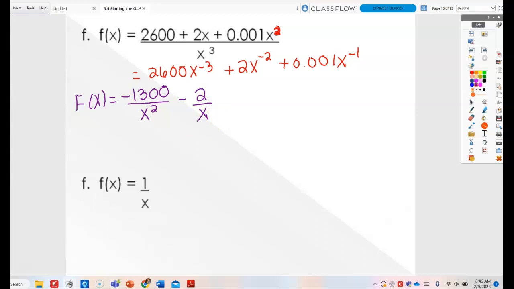And the last one, if you started to do your reverse power rule, you get negative 1 plus 1, which gives you x to the 0. So you need to remember that if you get x to the 0, that's not the power rule, that is a natural log. So you get plus 0.001 ln x plus c.